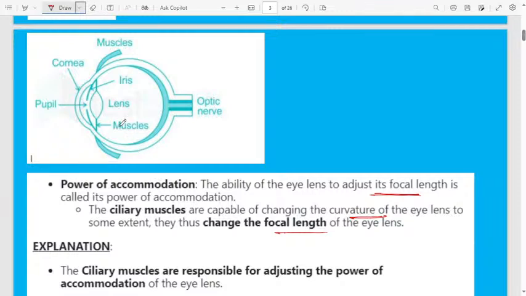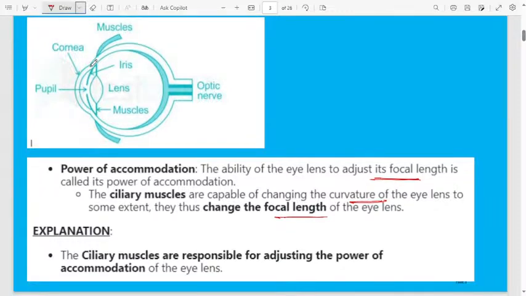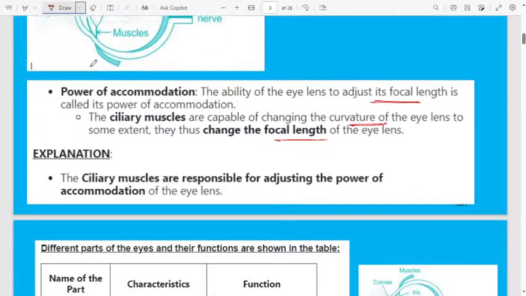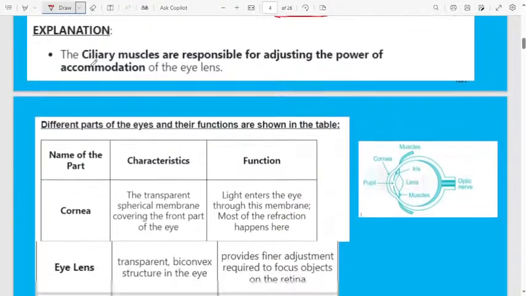Here, let us consider this. These are the ciliary muscles. Here you can see the muscles. You can identify how the ciliary muscles act if you want to see a near object, and how they relax if you want to see a far object. Start observing everything, then you will come to know in detail. The ciliary muscles are responsible for adjusting the power of accommodation of the eye lens. Therefore the correct answer is ciliary muscles.